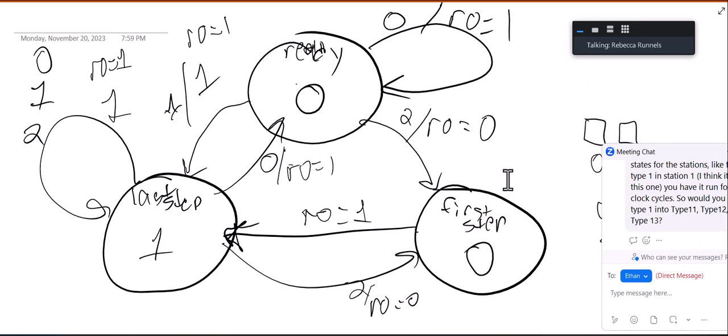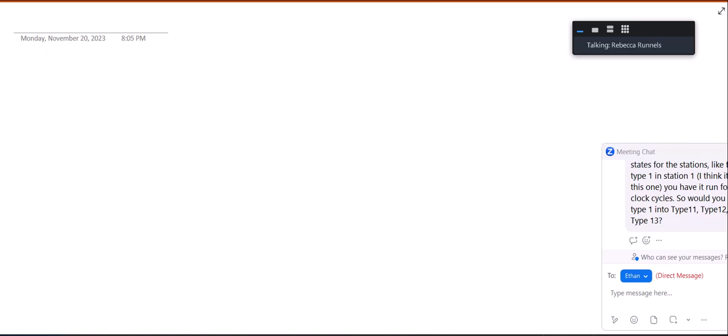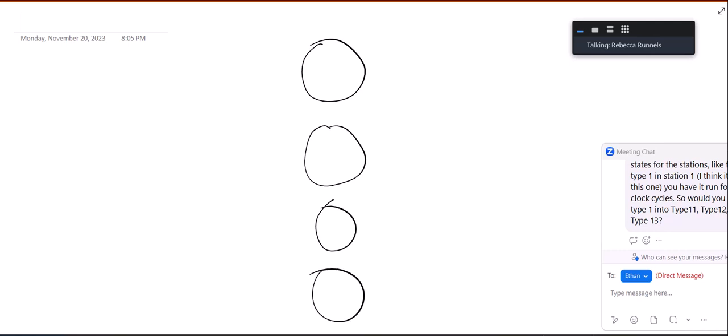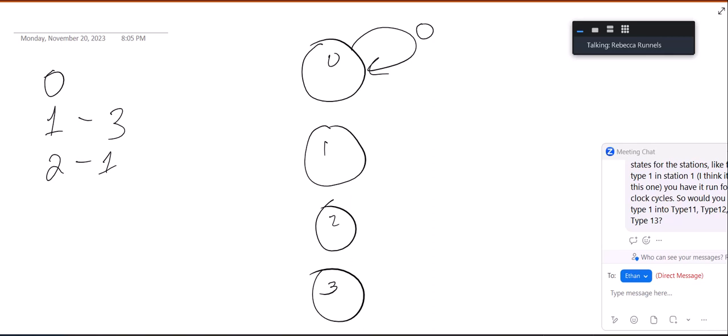Okay, so that was my logic for station 0. Station 1 has very similar logic. The only difference is you'll have 0, 1, 2, and 3. For station 1, you have type 0, you have a task of type 1, which takes 3 clock cycles. Type 2 takes 1 clock cycle. So if you're in state 0 and you get a 0, you go back here. If you get a 1, you go to here. If you get a 2, you go here.